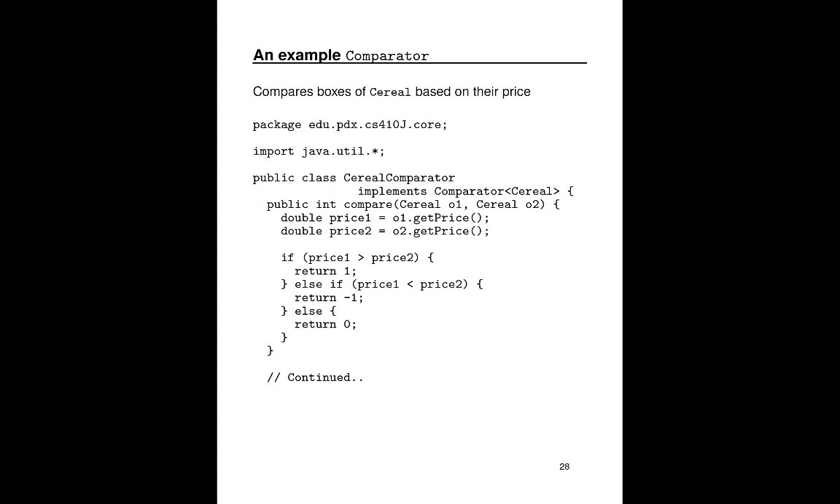So therefore, it'll have a compare method that takes two Cereal objects, o1 and o2. Its implementation is pretty straightforward. It goes and gets the price of each one of those boxes of cereal and says, hey, if the price of 1 is greater than the price of 2, return 1. If the price of cereal box 1 is less than the price of cereal box 2, then return -1. Otherwise, return 0. So that's the logic of the compare method.